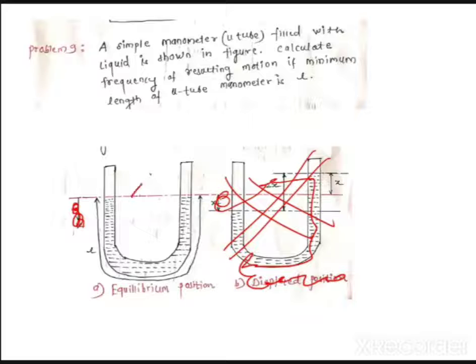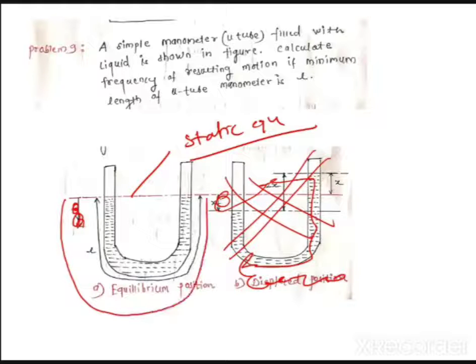You can see this line is called the static equilibrium position. It means there is no movement, no motion in the liquid. The liquid is at a standstill. Now what is L? L is nothing but this total length, that is, the length of the liquid column. For example, the total length from point 1 to point 2 is the L they have given. So they have given you this much only.